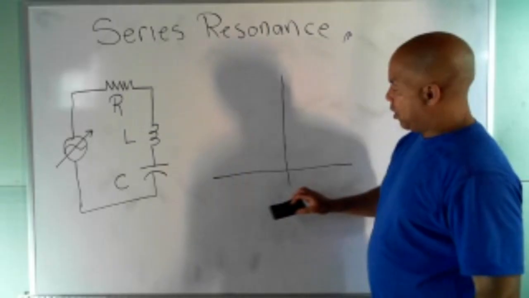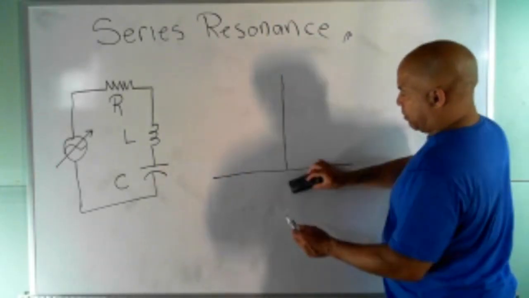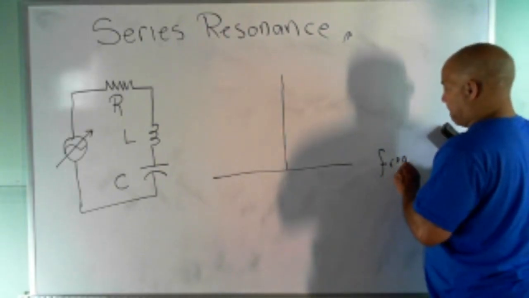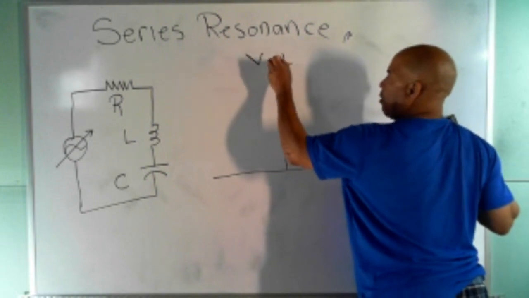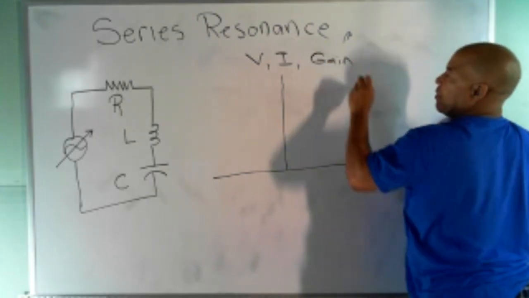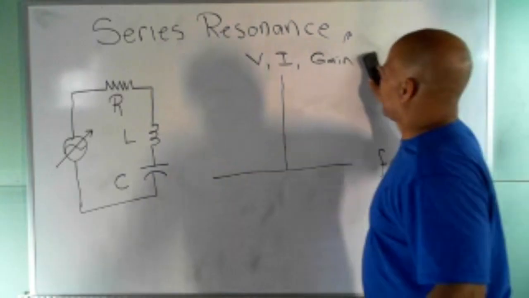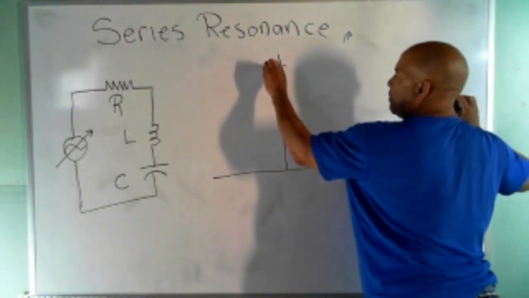And zero is still over here, but we're interested in the number out here, away from zero. So on this axis, we have frequency. And up here we can have voltage, we can have current. There's this thing called gain. You don't have to worry about that right now. But we'll just say V or I up there for now. Now we'll do current. So we'll put current up there.